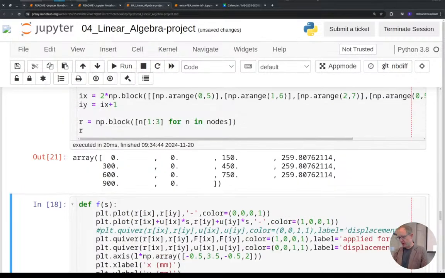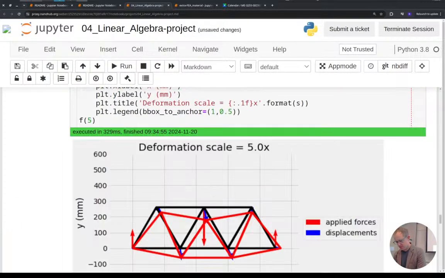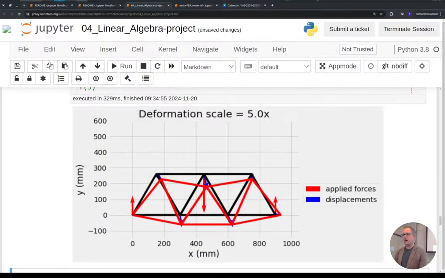So now I have R defined for each of the nodes in there. And now that I have R and nodes defined, it'll use that function and show me what the original structure looks like, and then what the structure looks like when you apply the force, with all those nodal displacements added in.